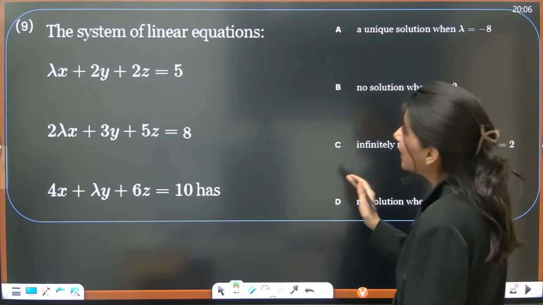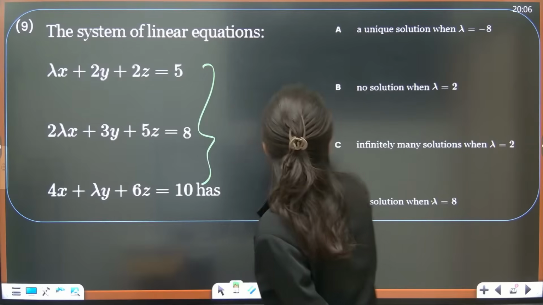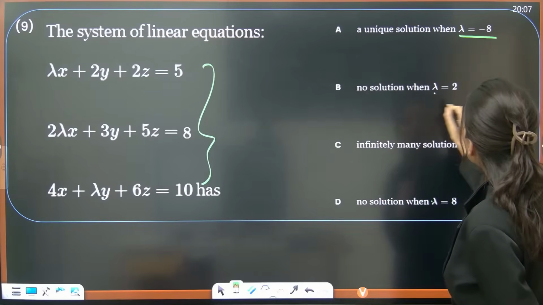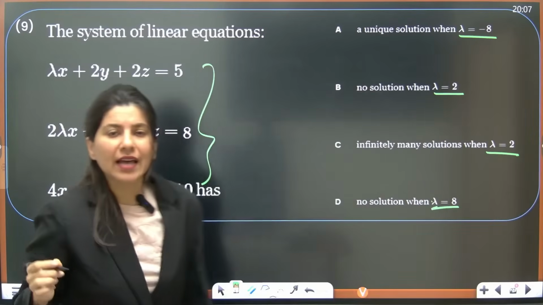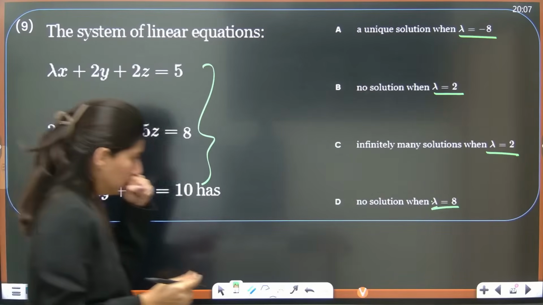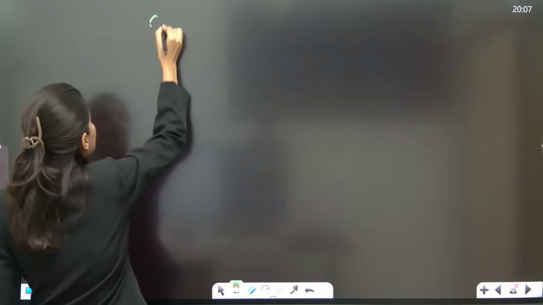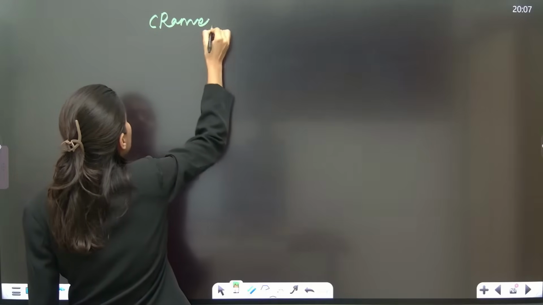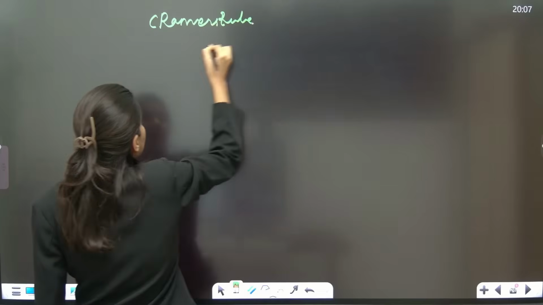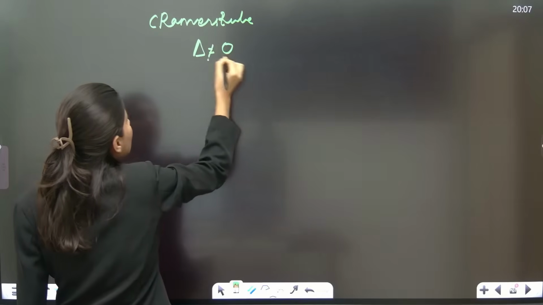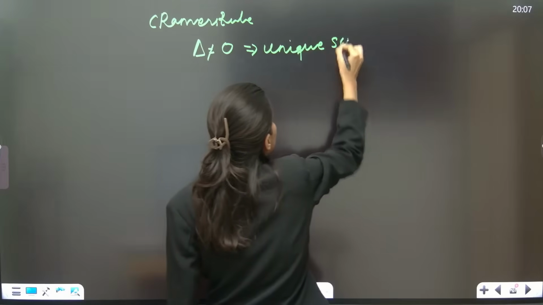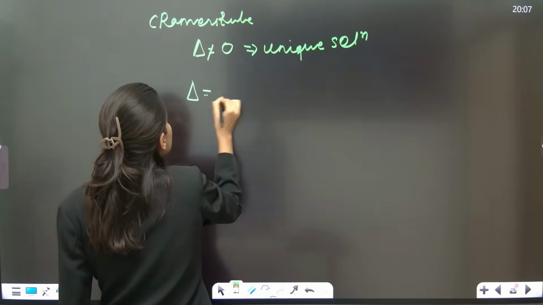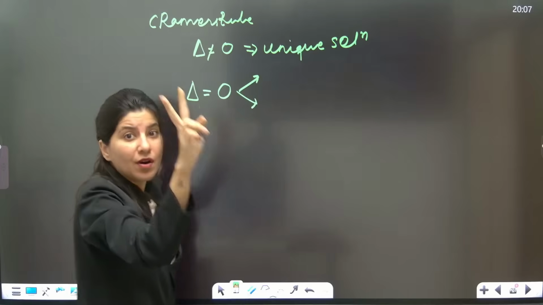So the system of linear equations is given to you, and they are talking about unique solution, no solution, infinite solution, okay? Do you know what the condition is? Let me just tell you the condition for Cramer's rule. Let us understand Cramer's rule. Cramer's rule says if your determinant of A is not equal to 0, then you will have a unique solution. If your determinant is equal to 0, then you have two possibilities.